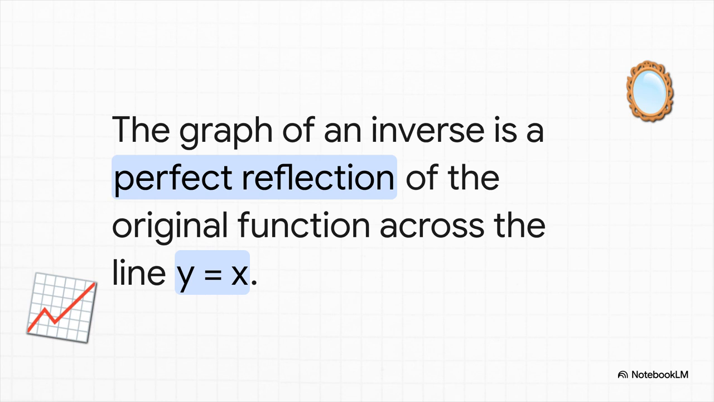There's also a really cool visual check. Because an inverse function swaps all the x and y values, its graph ends up being a perfect mirror image of the original function's graph. And the mirror is that diagonal line y equals x. If you graph both and they don't have that perfect reflection, you know something's gone wrong.